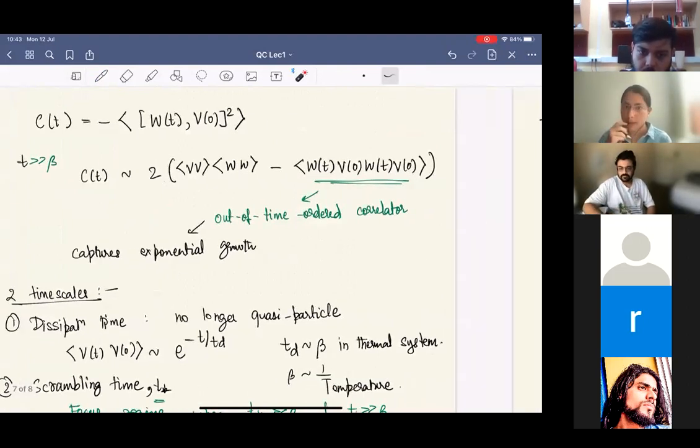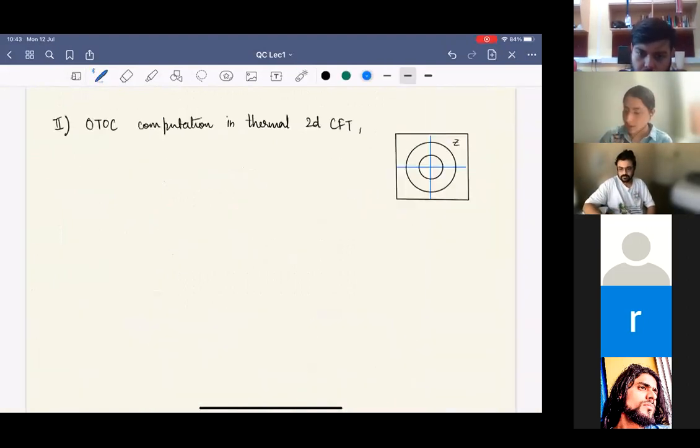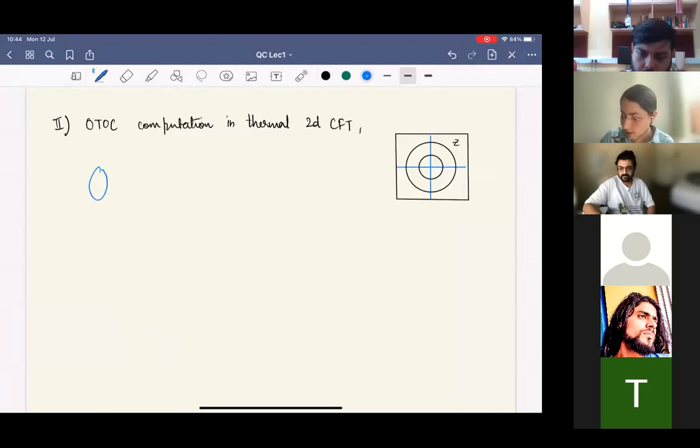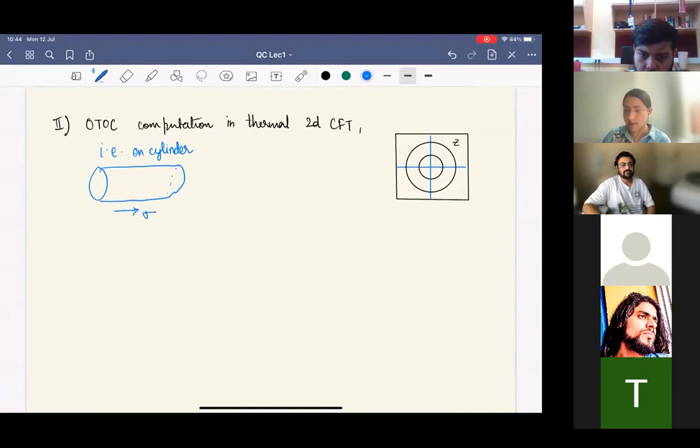A thermal two-dimensional conformal field theory is a CFT on a cylinder, as you might have already seen in Shauvik's lectures. This is the space dimension, and the time is periodic. This is the Euclidean time, and that is periodic. We will relate the cylinder to the plane, but first let's recap.